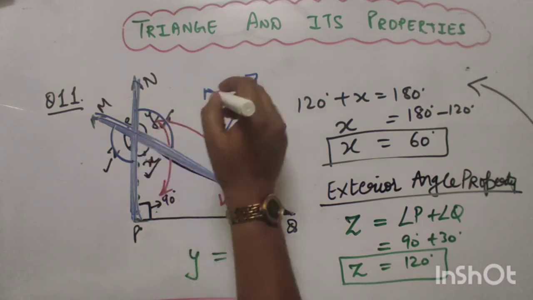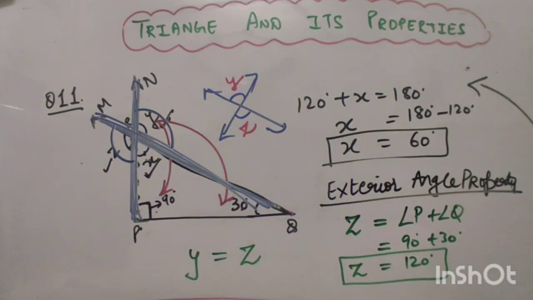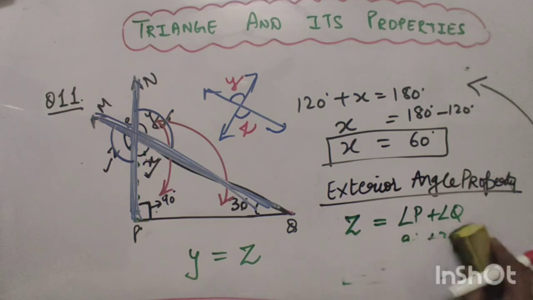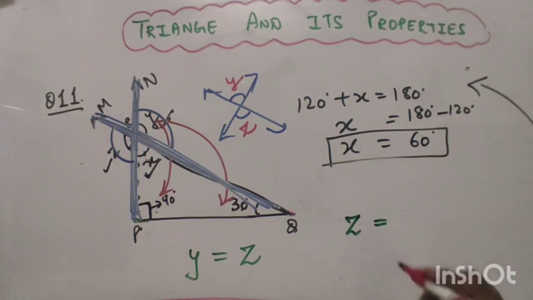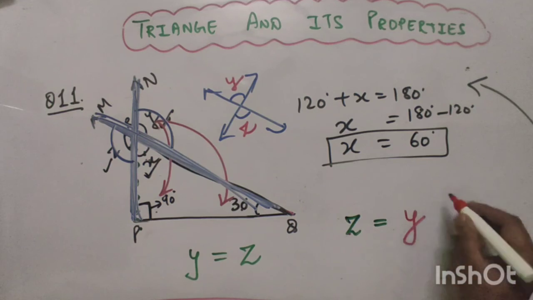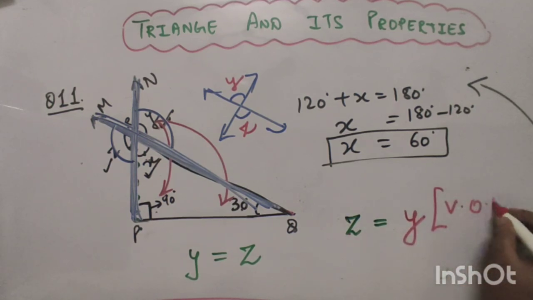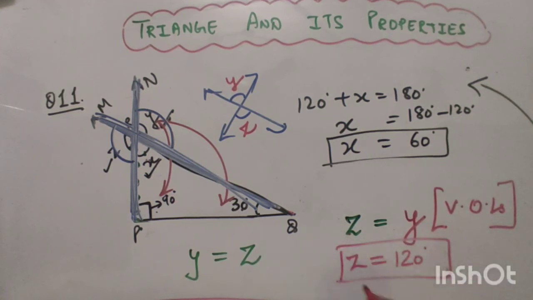So here we can apply the concept of vertically opposite angles to find the value of Z. Instead of using the exterior angle property, I can also use here that the value of Z is equal to the value of Y by the vertically opposite angles concept. So here I can write Z is equal to 120 degrees.